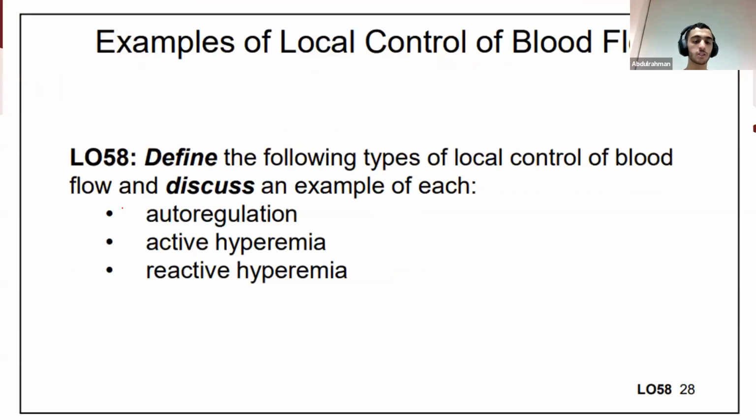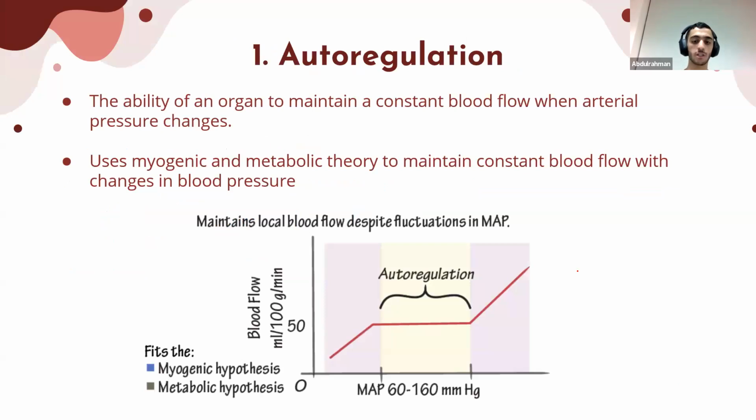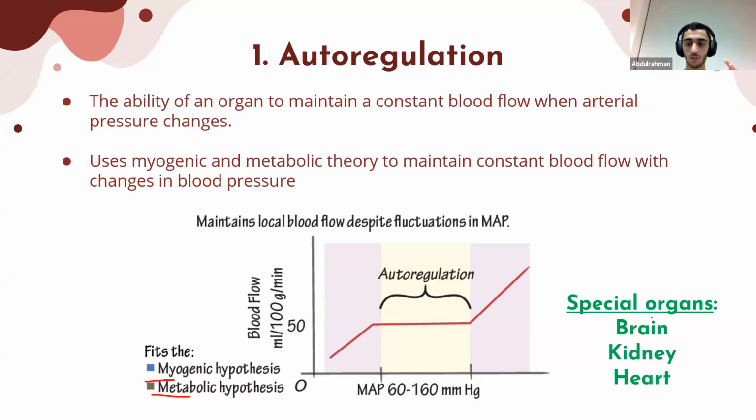Now, last part of the lecture, it's going to be a very quick part. Autoregulation, active hyperemias, and reactive hyperemias. The first one is autoregulation. Autoregulation is a mixture of both the myogenic and the metabolic. It's basically saying that there are certain organs in our body, such as the brain, the heart, and the kidney. These organs want to have a normal amount of blood flowing through them the entire time.